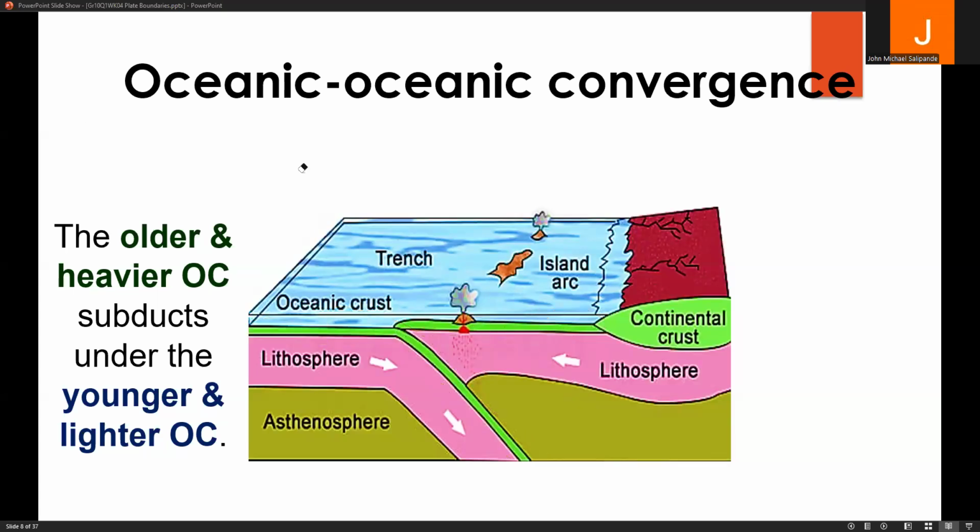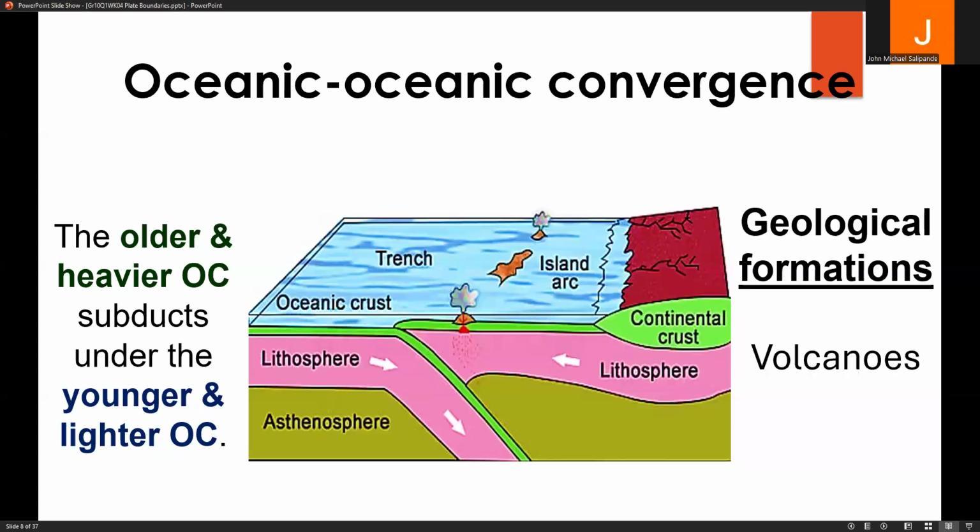Now, there are three geological formations formed by oceanic convergence. The first one, very obvious at the center, is volcanoes. It erupts lava. The second one is islands. And the third one is the deep line or deep range where the old oceanic crust subducts under the younger oceanic crust. That's the trenches.